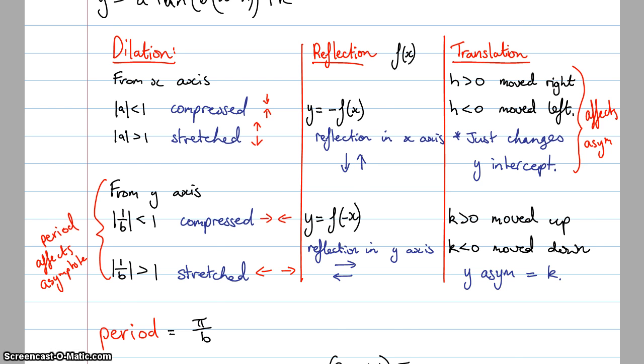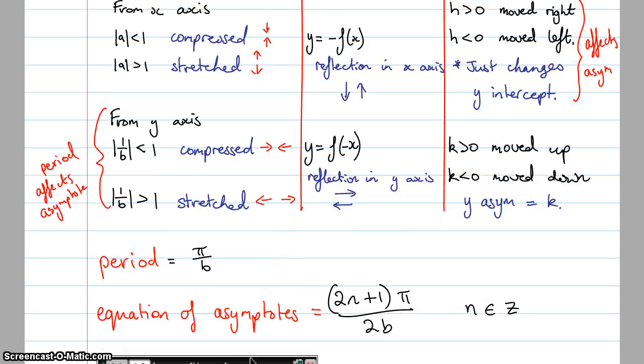Now to work out the asymptotes, it's a little bit different. This is the big equation: (2n plus 1) times pi over 2b, when n is an element of Z. An element of Z just means n is whole numbers, positive and negative. So 0, negative 1, 1, negative 2, 2, and so on. Now, if you just want to find one of the asymptotes, then you can just use pi over 2b. That'll find you one, and then you can find the others by adding a period each time. But this is the full one.